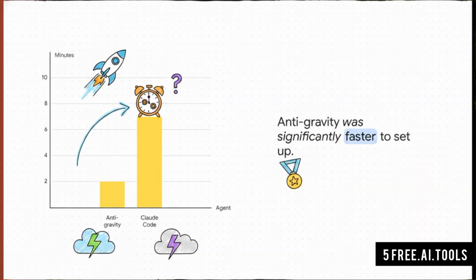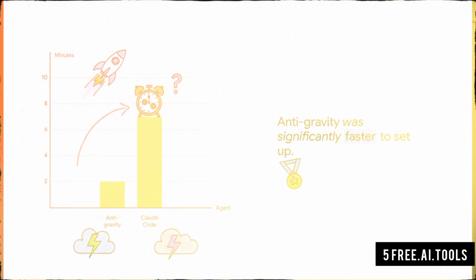Now, what's really interesting about this setup data is the massive difference in time. Anti-gravity, the free tool, took about 2 minutes to be completely ready to go. 2 minutes. Meanwhile, Claude, our premium contender, took closer to 7 minutes to get all its dependencies initialized and verified. For anyone just wanting to jump in and start creating, that is a real game changer. It's a great early indicator that free definitely doesn't mean slow or clunky. The underdog was literally ready to hit the ground running way faster.